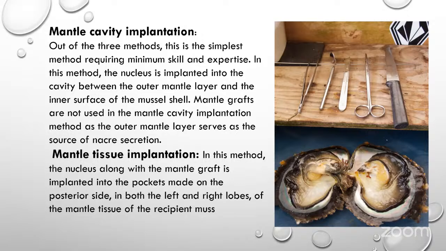Mantle tissue implantation. In this method, the nucleus along with the mantle graft is implanted into the pockets made on the posterior side in both left and right lobes of the mantle tissue of the recipient mussel.